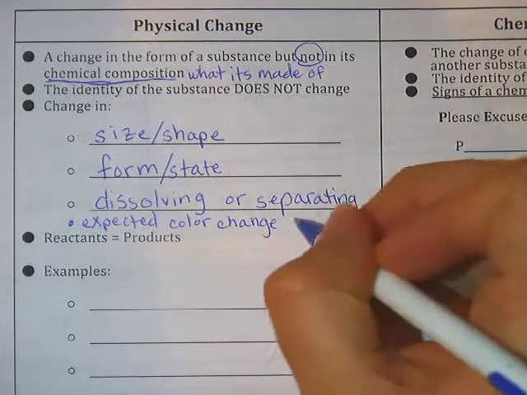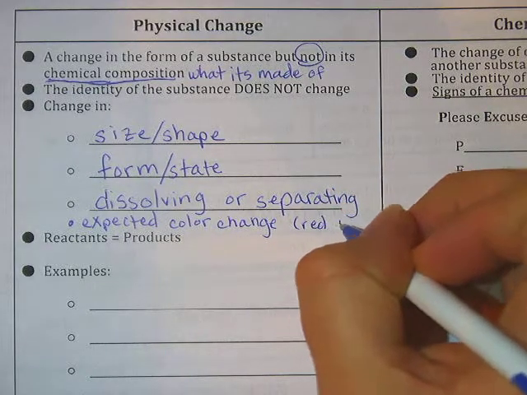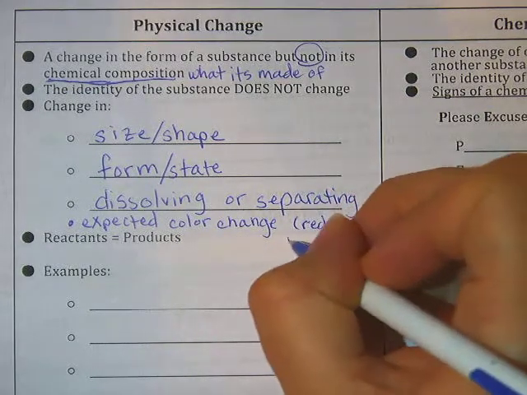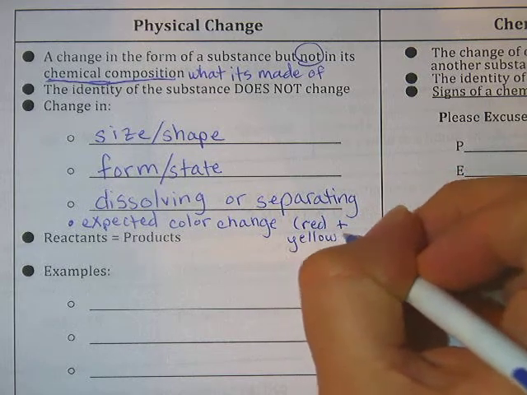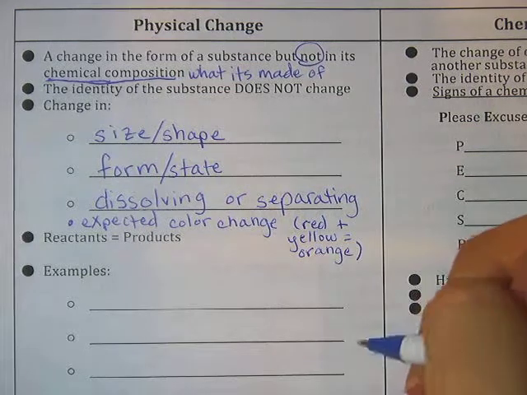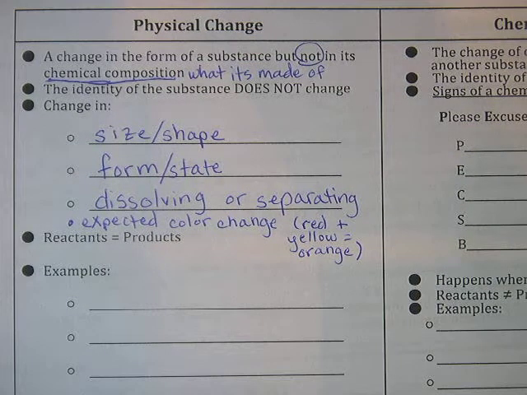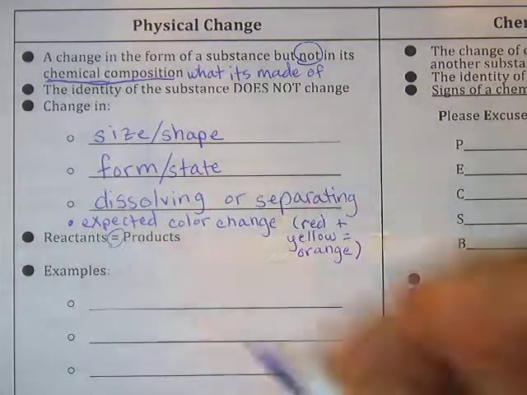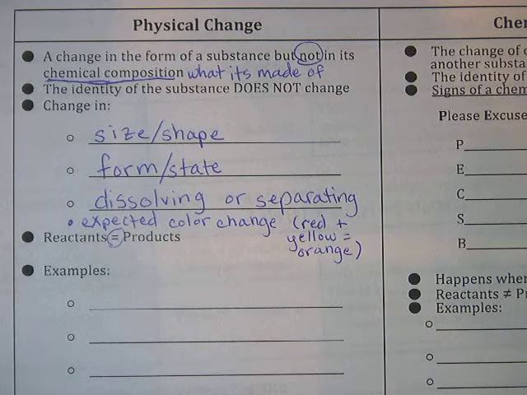Like if you mix red and yellow, red plus yellow, and you get orange, you expect that. That is probably a physical change. You know, like if you mix together mustard and ketchup, you're going to have something that has properties of both mustard and ketchup. You're going to have something that was red and yellow. It's going to be orange. In a physical change, the reactants and the products are equal to each other. And I've got some examples.